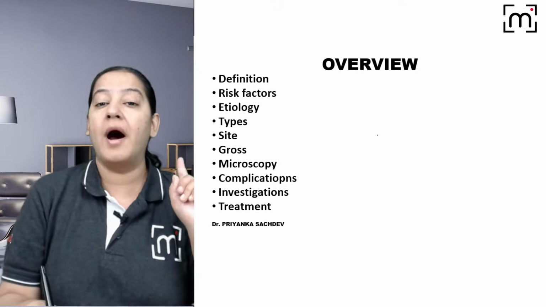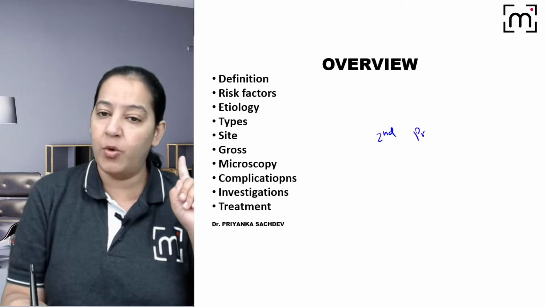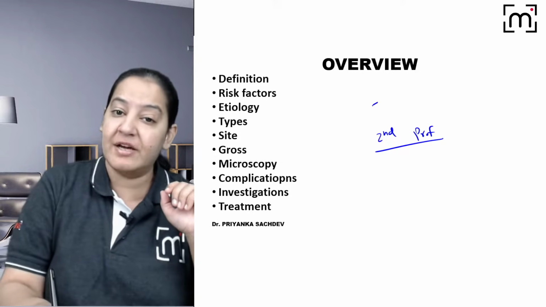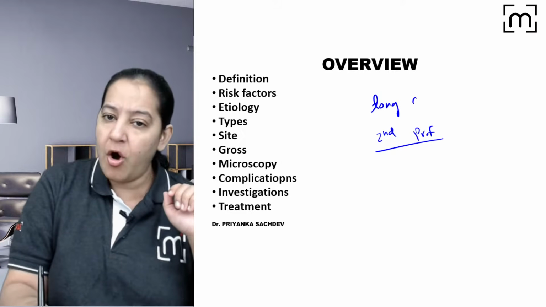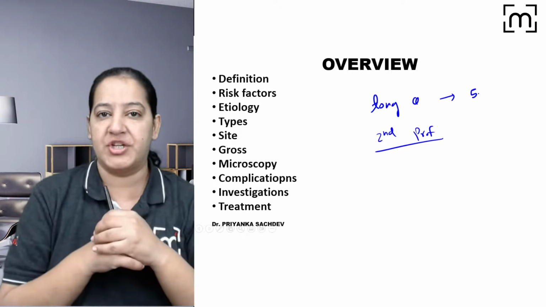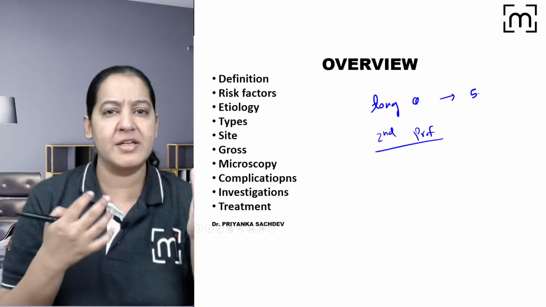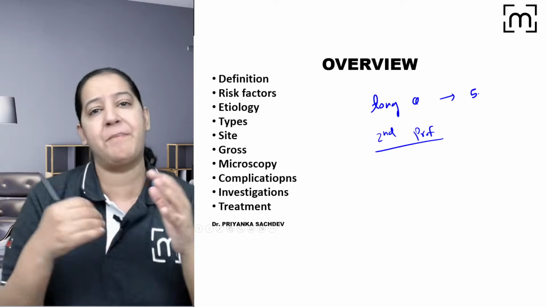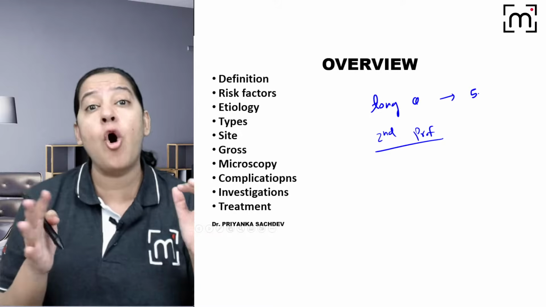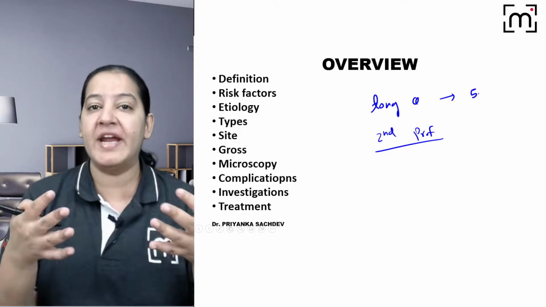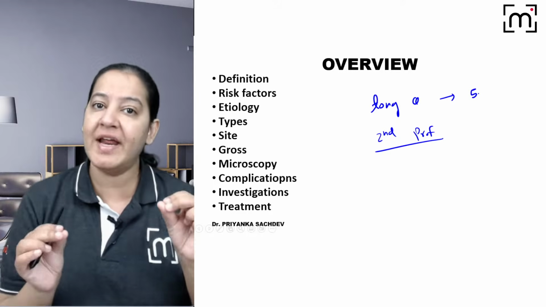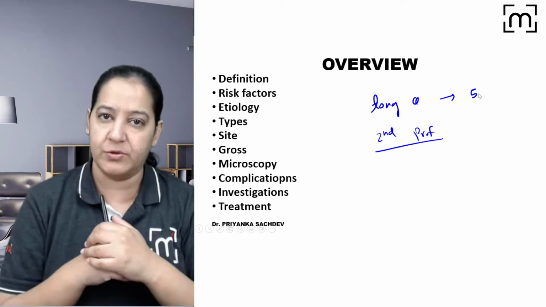If you are a second prof student and going to write your university exam this year, you may get peptic ulcer as your long question. In a long question, you have to write at least 5 to 6 pages. Your long question can be of 5 marks or 20 marks; different universities have different patterns. But if you get any topic in the long question, you have to elaborate it in detail. Peptic ulcer is a topic which usually comes in the long question for second prof students.